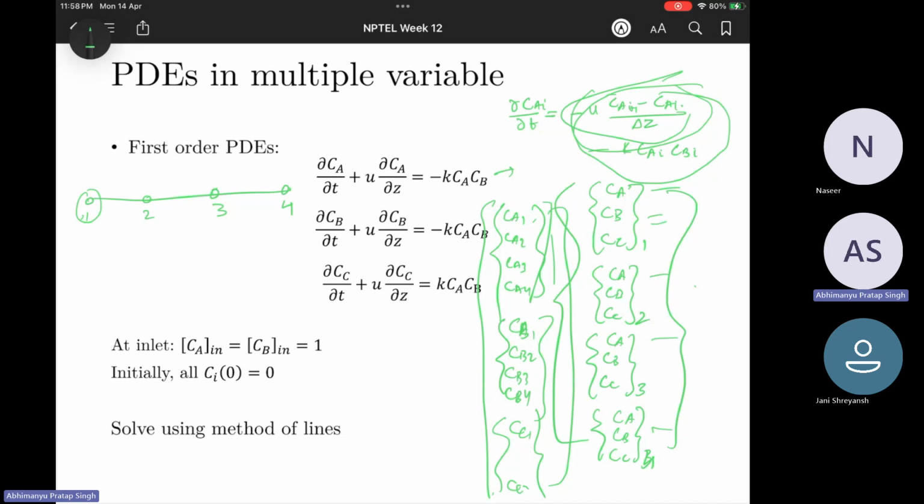Any doubt in this multivariable case? The method is similar to what we were doing earlier. It's just that the equations are coupled now. So we will be converting each of them into a first order ODE, and then we will be solving it. Okay. The coupling comes from these terms, with CA being dependent on CB, and CC being dependent on CA and CB both.